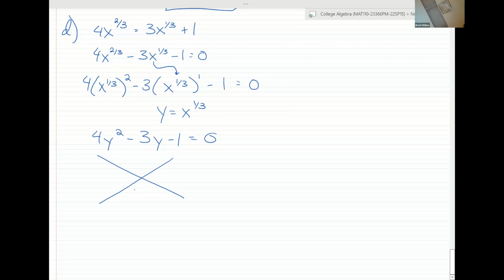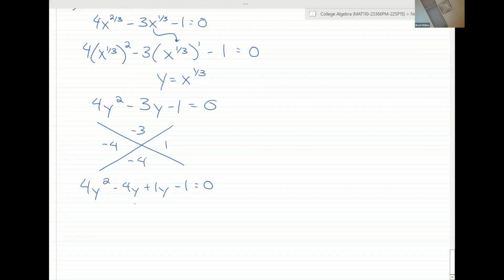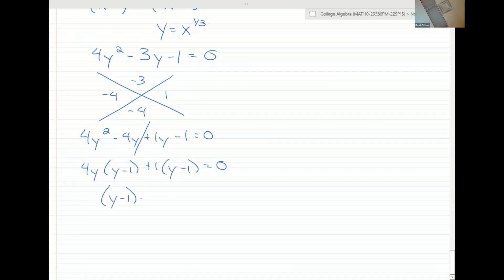We're looking for numbers that multiply to be negative 4 and add up to be negative 3, so negative 4 and 1. 4y squared minus 4y plus 1y minus 1 is 0. Down the middle, take out a 4y. 4y plus 1 is 0. So you get y is 1, and y would be negative 1/4.